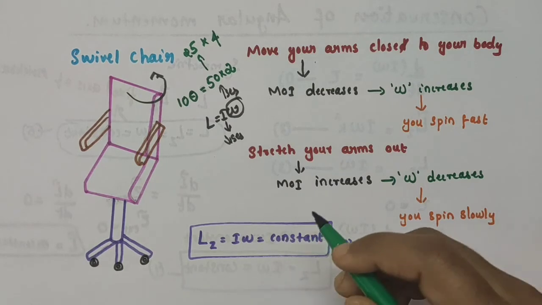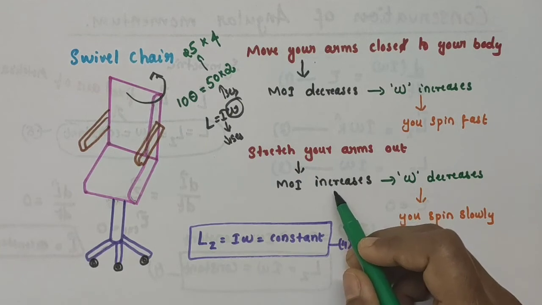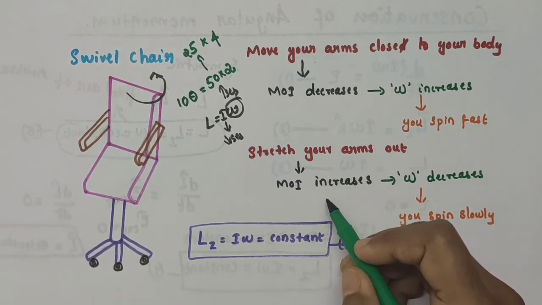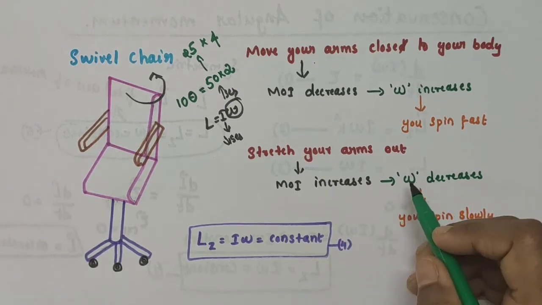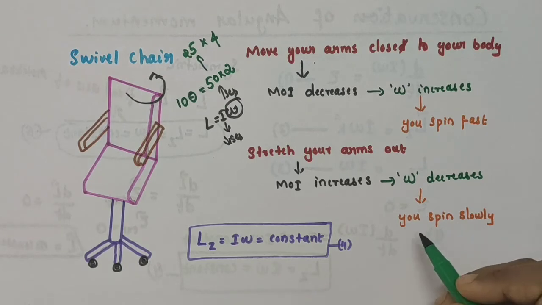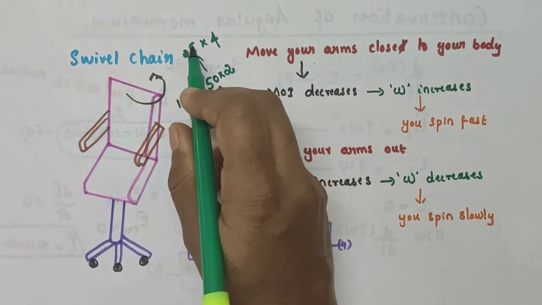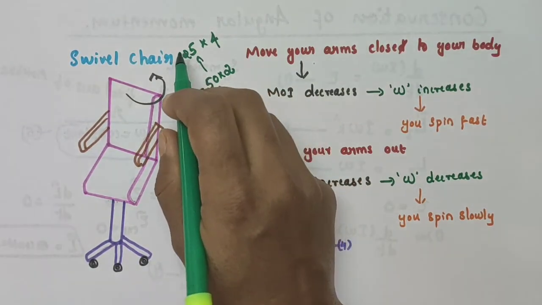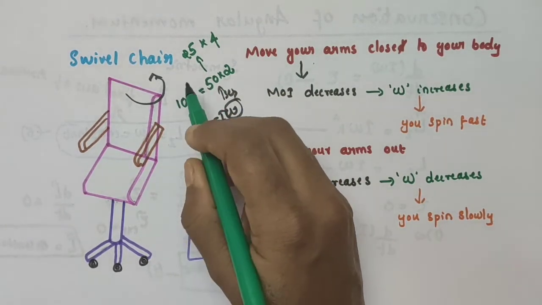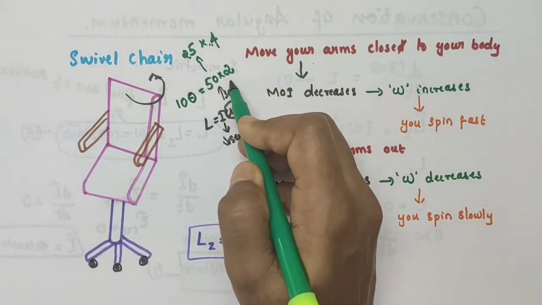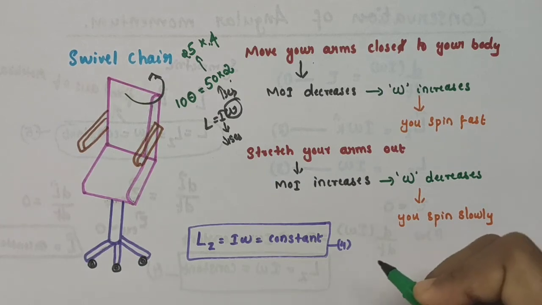Next, when you stretch your arms out, your moment of inertia increases. So to conserve the angular momentum, your angular speed decreases, so you spin slowly. When the moment of inertia increases from 25 to 50, then to get 100 again, what happens to the angular speed? It decreases from 4 to 2. Angular speed decreases means you spin slowly.